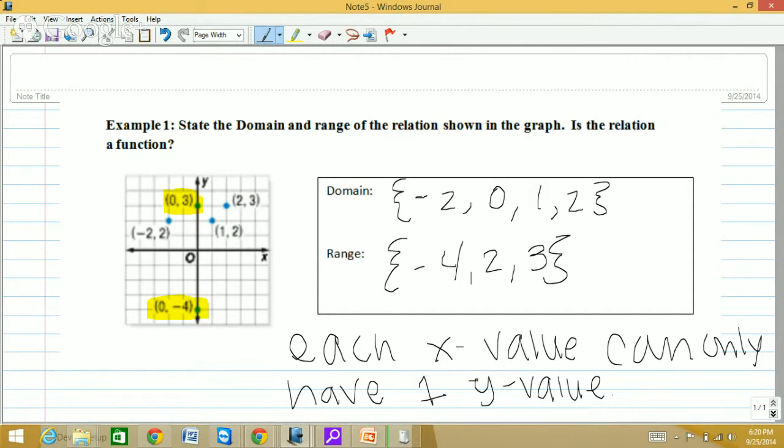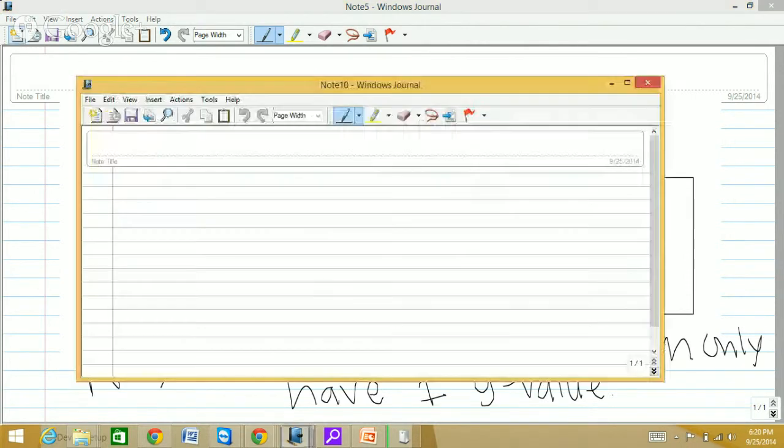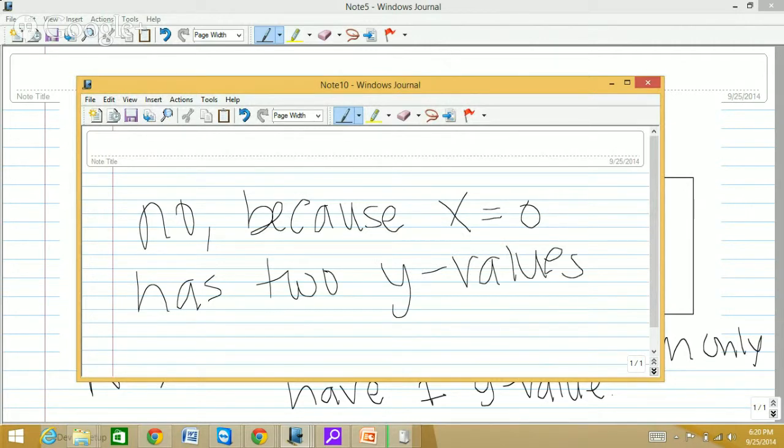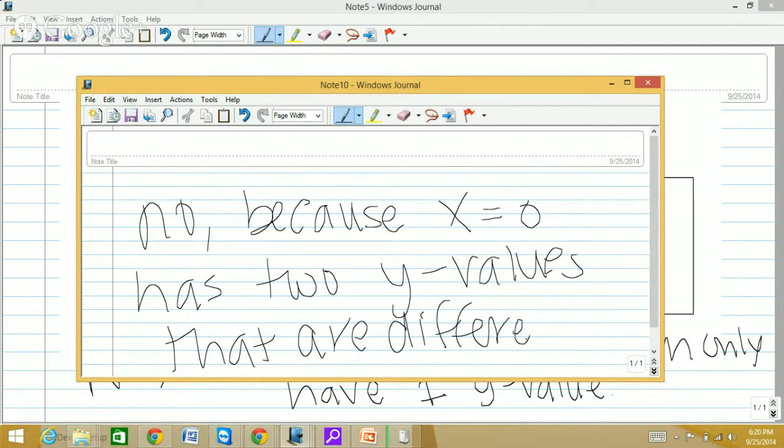I don't have it on my screen, but you're going to circle no. And the reason is because x, actually, let me get a new sheet. No, because x equals 0 has 2 y values that are different. Okay, so that is the reason why.